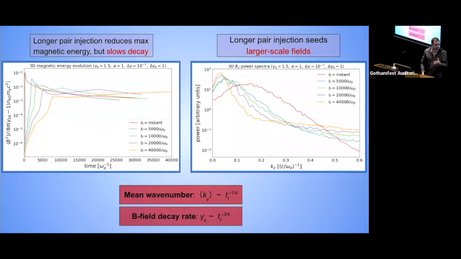So in the spirit of Gotham Fest, I'll conclude with a slightly paraphrased quote from The Dark Knight: this continuous injection is the hero that the Weibel instability deserves, and it's the hero that GRB modeling needs right now. So thank you.